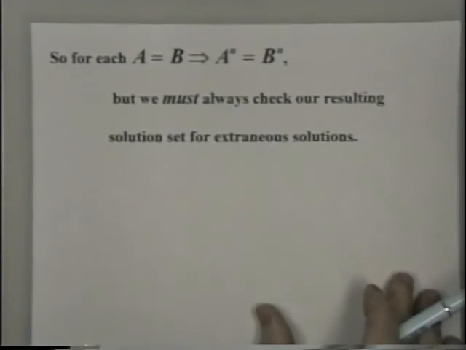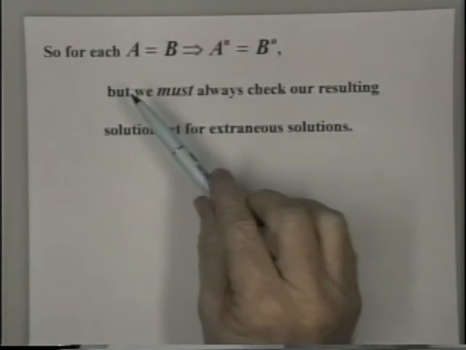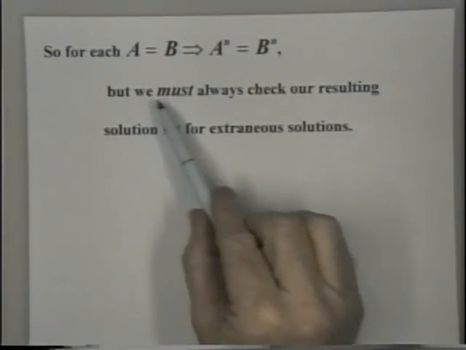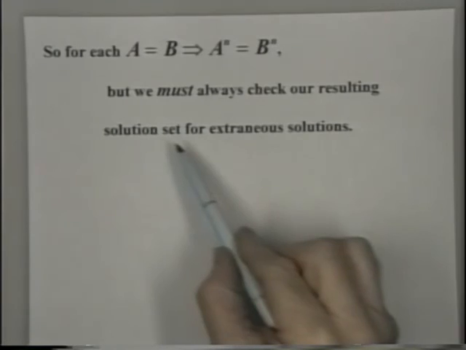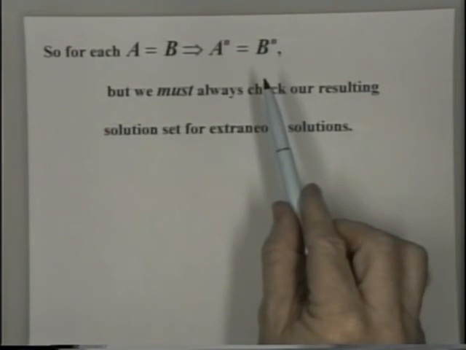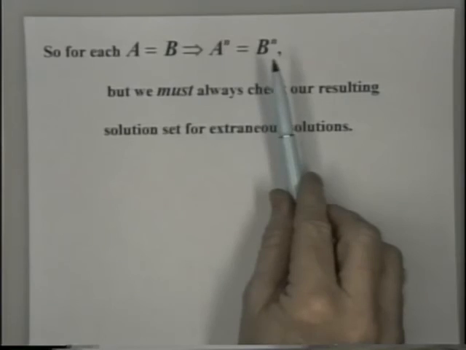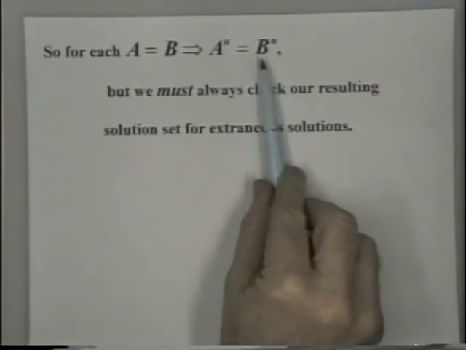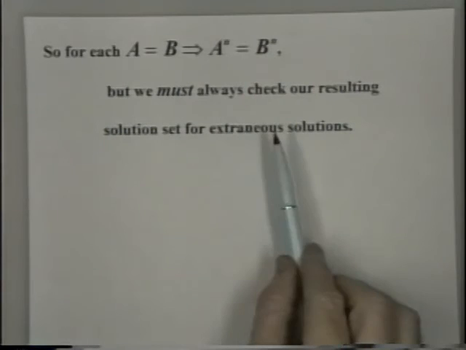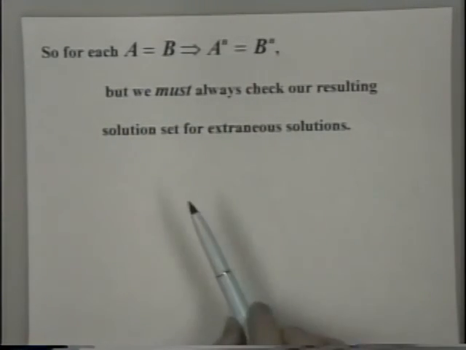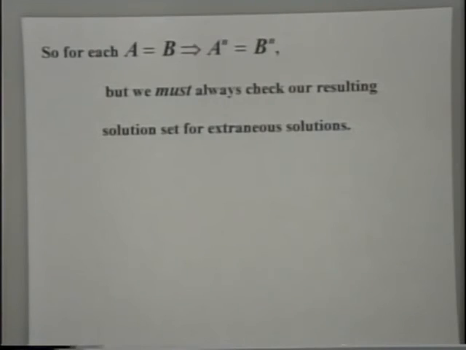So how are we going to know if we have? Well, if we're going to do this, we must always check our resulting solution set for these extraneous solutions. Anytime you raise both sides of an equation to a power, you might introduce an extraneous solution, as that example shows. So if we're going to add this to our arsenal of things we can use to manipulate equations, then we must check to make sure that we haven't changed the solution set.